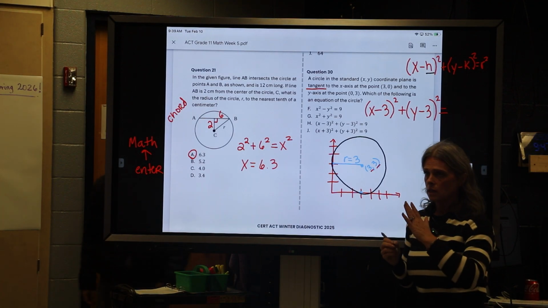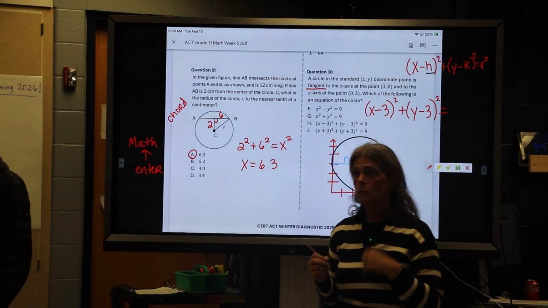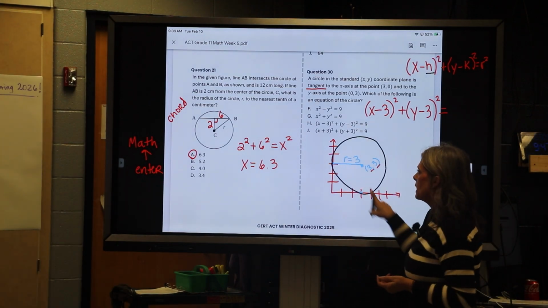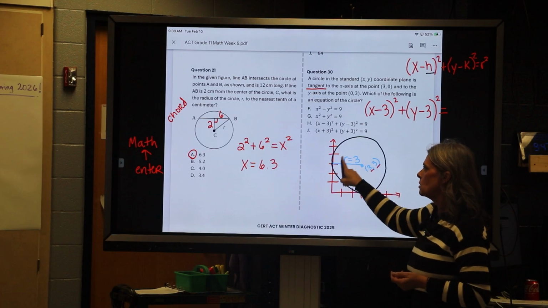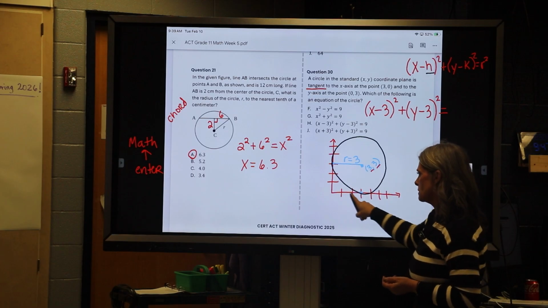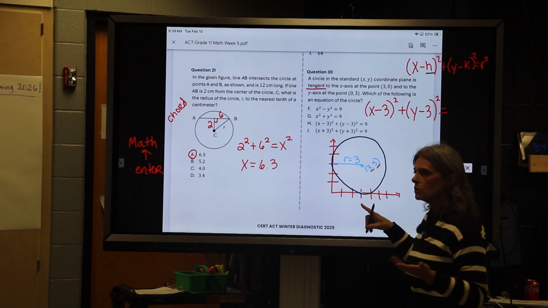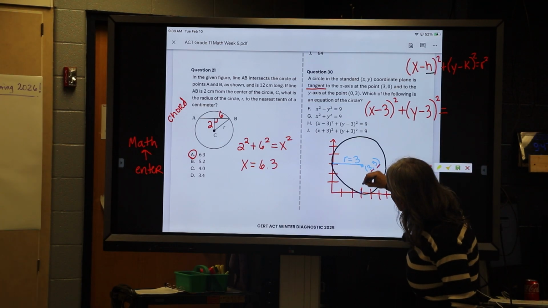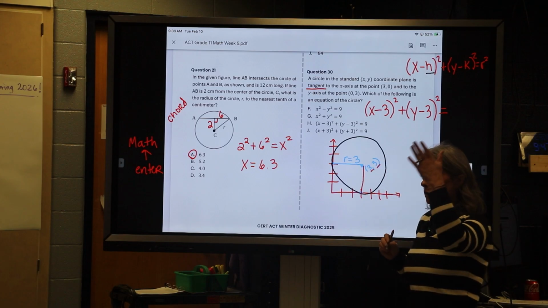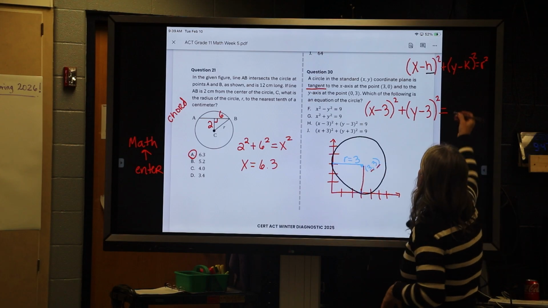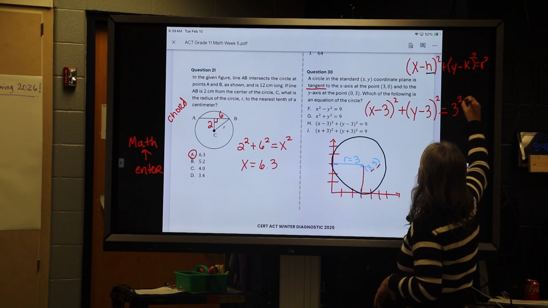Equals, and then on the other side of the equal sign is going to be your radius, and we're going to square it. So my radius, we just counted up the units, 1, 2, 3, because that's how many places we went over on the x-axis, okay? I could also do it going the other way, you guys. Look, 1, 2, 3. If I counted up, I can still find my radius. So this will be 3 squared, okay?